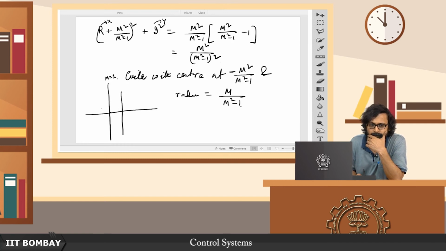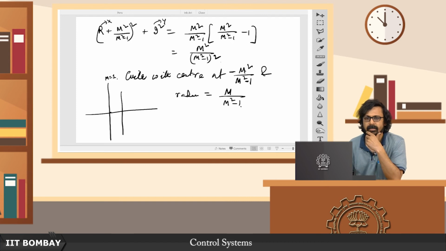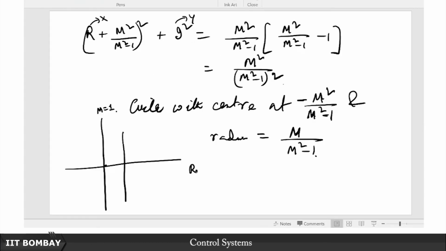So therefore, let us see, what can I say about this, hang on. If m is greater than 1, this is the radius, this is the center. So the center will be somewhere here, of course. This is the real part of GC, this is the imaginary part of GC, alright.